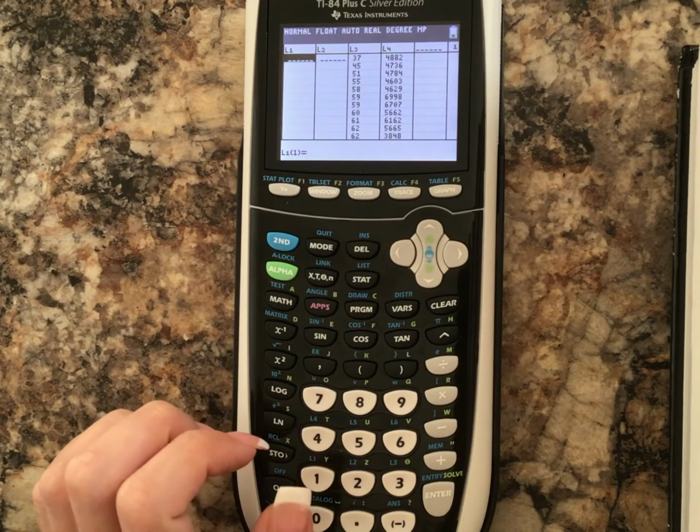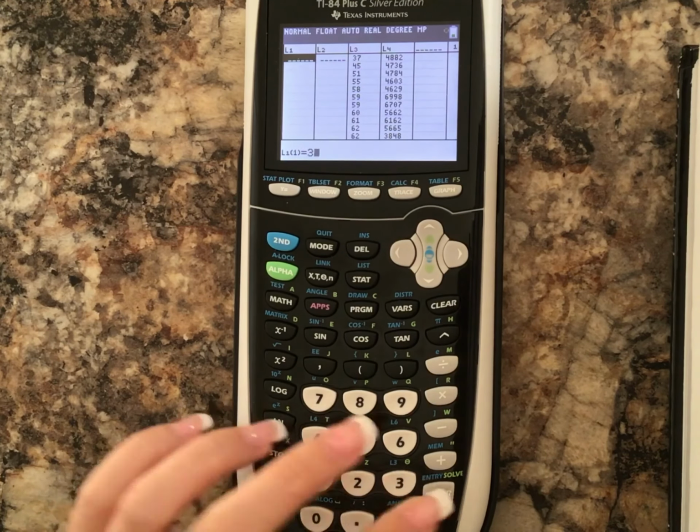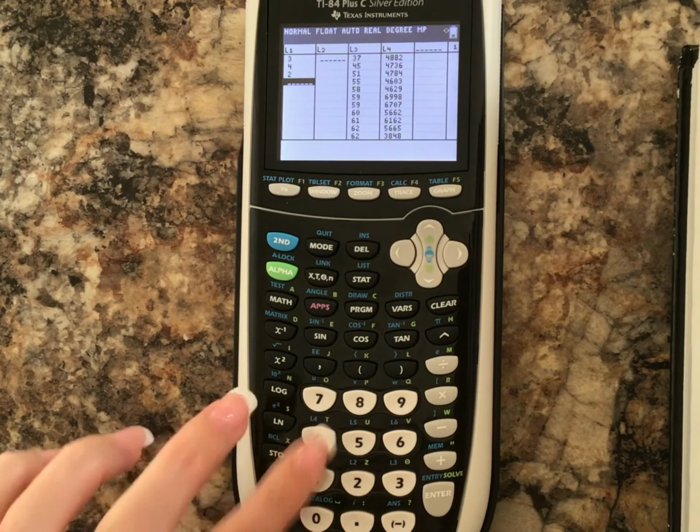And now what I'm going to do, in one of my lists, I'm going to put my list of points, so how much each grade was worth. Okay, so she got a B, an A, a C, and an A. So that was worth 3, 4, 2, and 4.